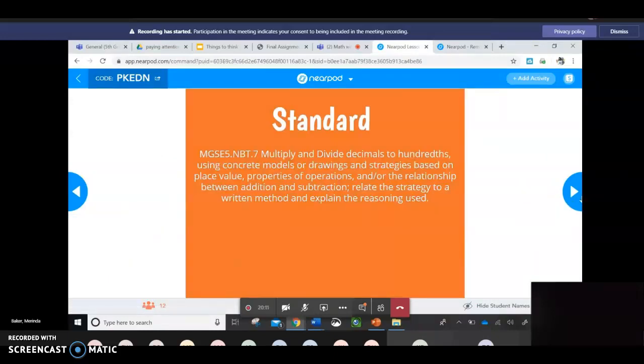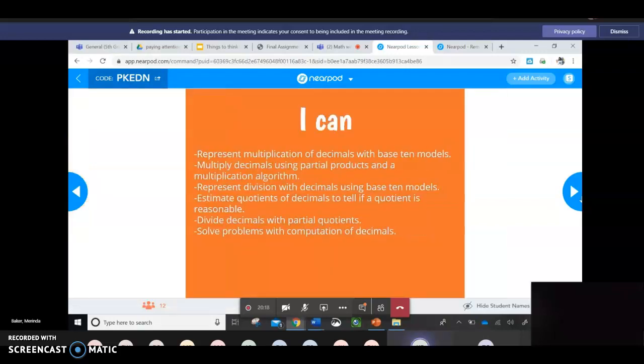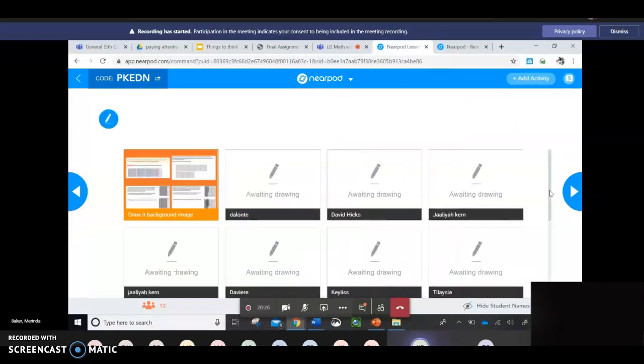All right, so of course our standard is multiplying and dividing decimals to the hundredths place, using concrete models and drawings. And today we're going to focus on how to represent dividing decimals using base 10 models. One second, I got to put the code in on my side.